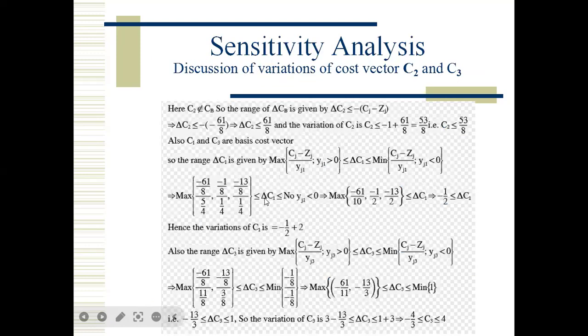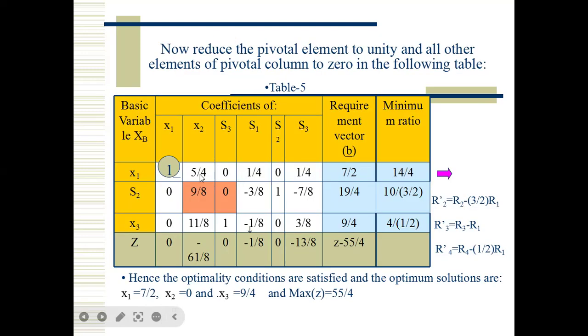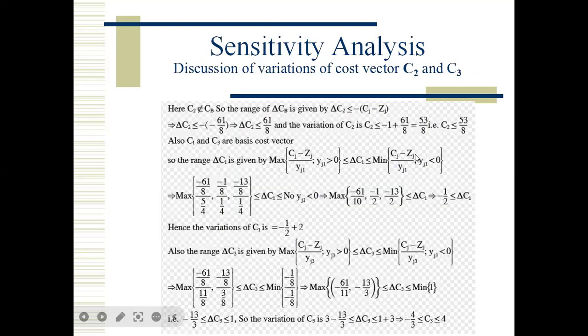So this is the inequality, but remember that there are no negative values in y1j. That means in the first row we did not get any negative values. This is why we did not get any values in the minimum part. So the maximum value of this will be this. This is the actual change. What will be the variation? Previously the coefficient was C1 equals 2. Just adding here, we get minus half plus 2, which equals 3 by 2.